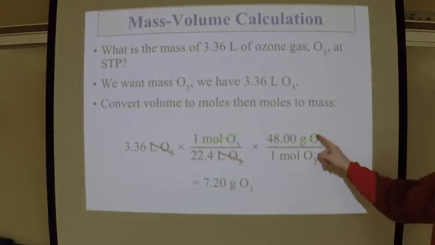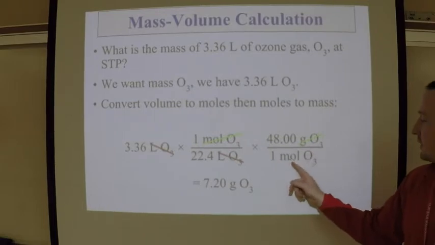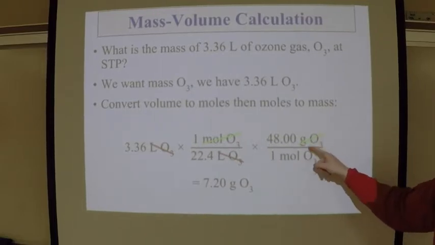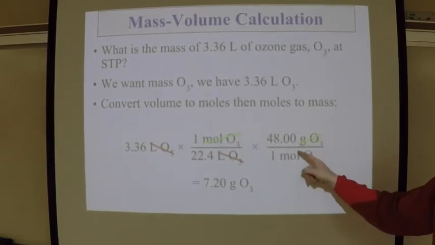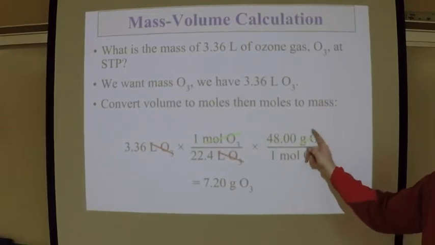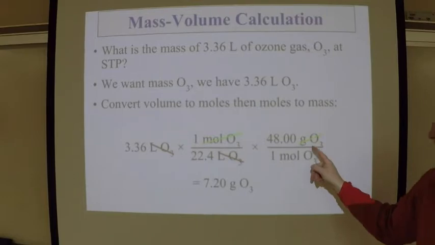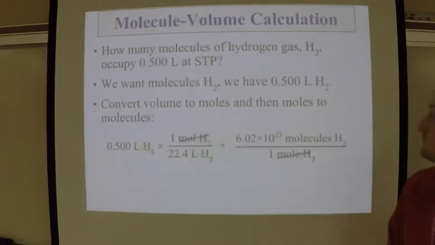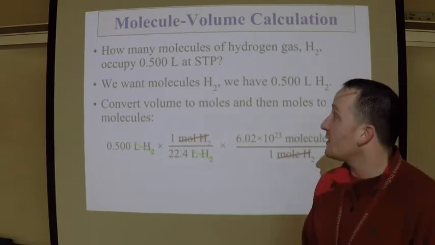But then to find my unit, I just look at the only one that doesn't cancel out. Oops, I'm sorry, this line should be down here. So really this should be in grams. This yellow or green line here, excuse me, is in the wrong spot. The green line should be here, and then I should have grams of O3 right here as my final unit.